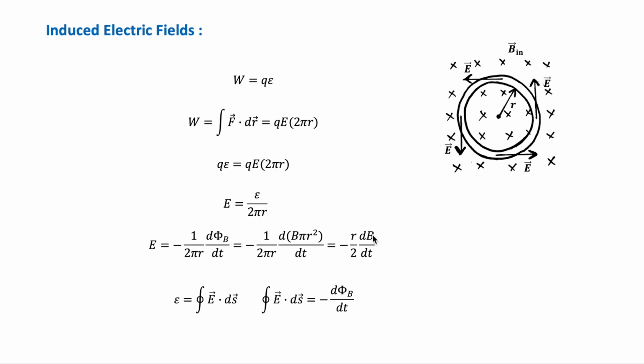So for this equation, let's consider an example. Suppose that we have a magnetic field that is uniform over space and is changing in magnitude, where it is increasing at a constant rate. So this rate is constant. Then you can see from this equation that the induced electric field has a constant magnitude.